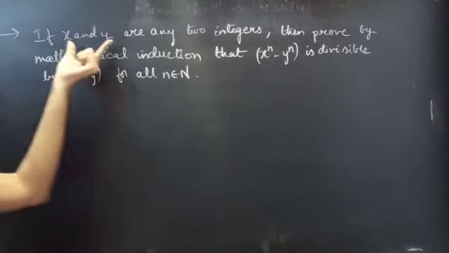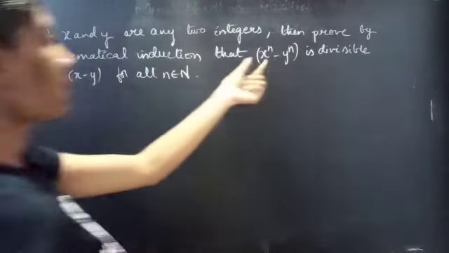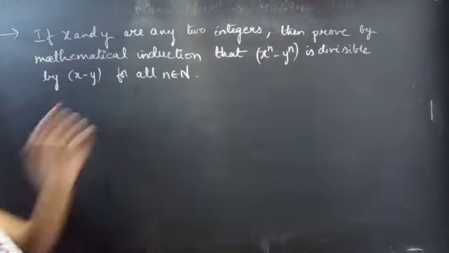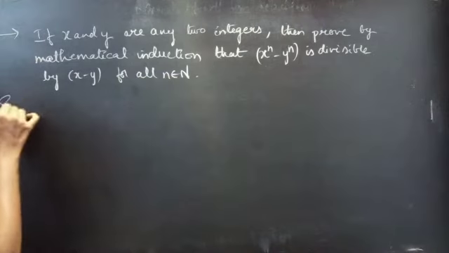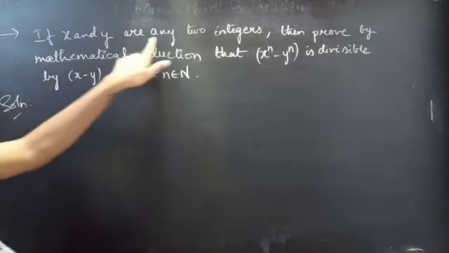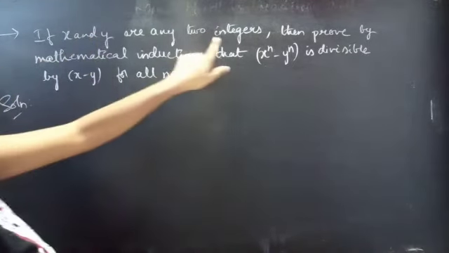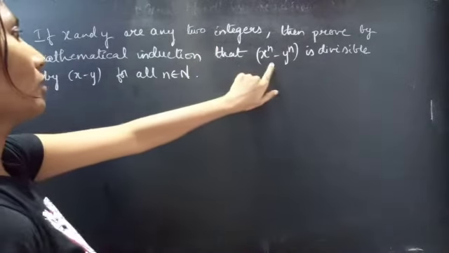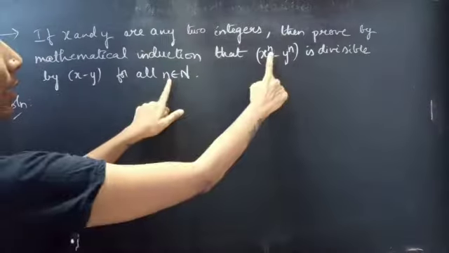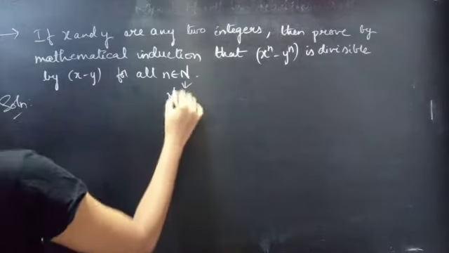Problem: if x and y are any two integers, then prove by mathematical induction that x power n minus y power n is divisible by x minus y for all n belongs to natural numbers. Solution. Here we are given x and y are any two integers, and we have to prove that x power n minus y power n is divisible by x minus y for all n belongs to natural numbers. Here n stands for natural numbers.